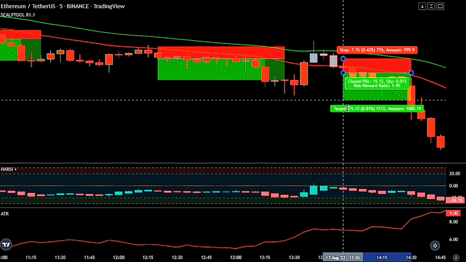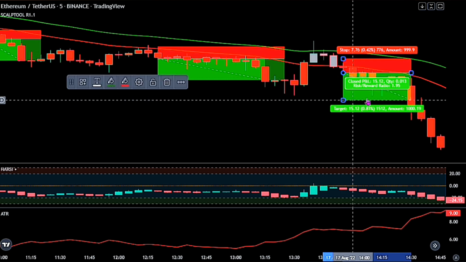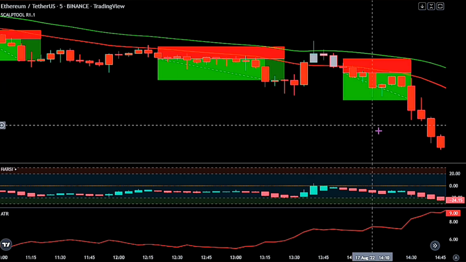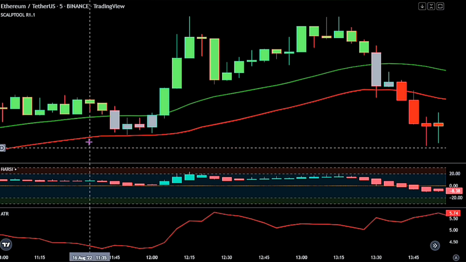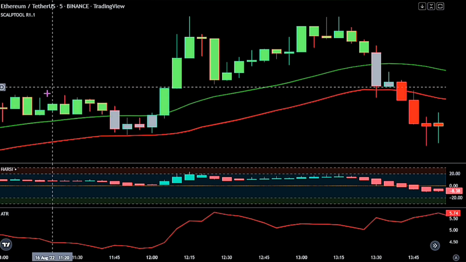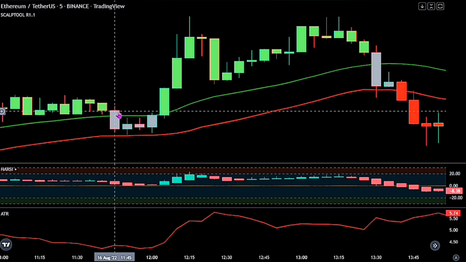Now let me go ahead and show some more examples, as it would help you better understand the strategy before we start our backtest. So here is a buy trade we would have taken. We see that price action is above the moving average, and price had to pull back to the moving average.